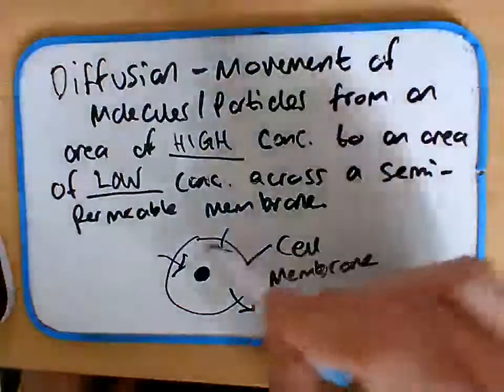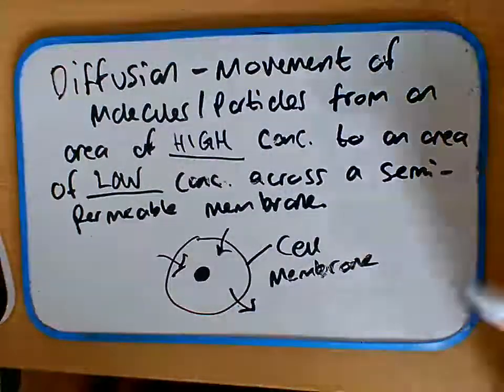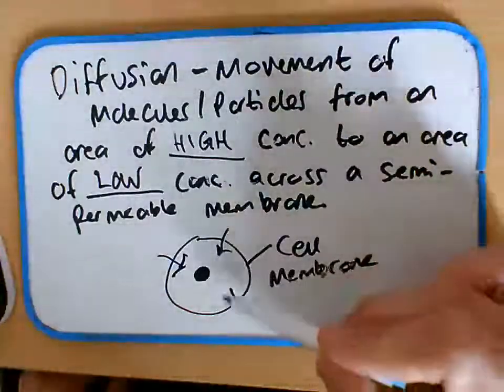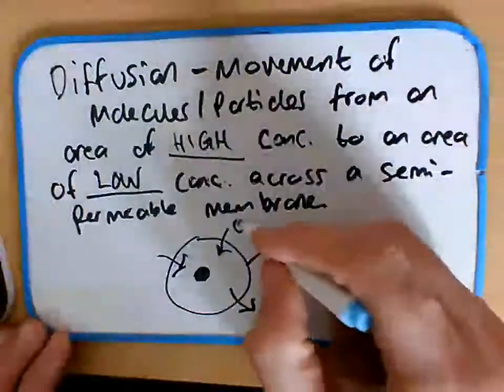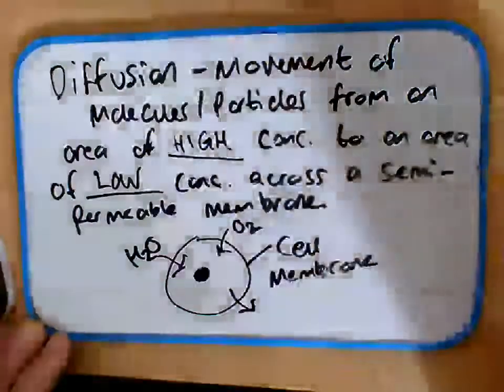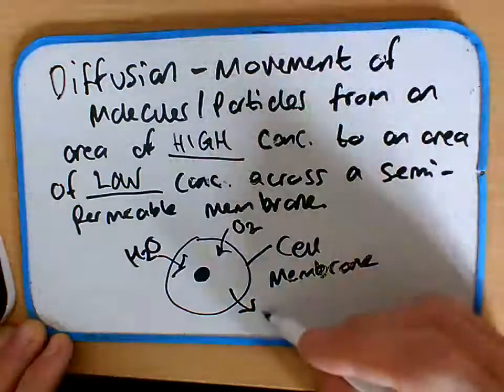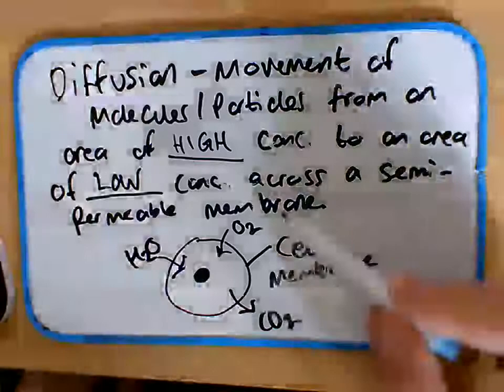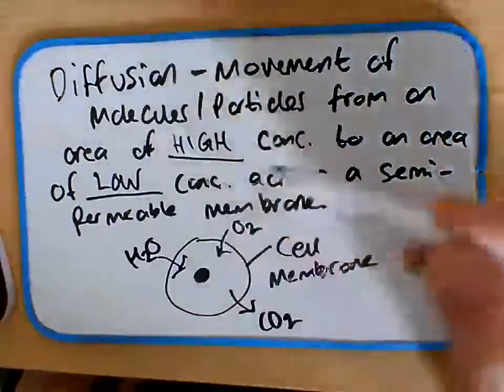So remember, the cells, whether or not they're animal or plant cells, have a cell membrane. Its job is to allow substances to come in and out of cells. So things like oxygen are passing into the cell, and water, and other substances like carbon dioxide are leaving the cell. So diffusion is just the movement of substances in and out of the cell.